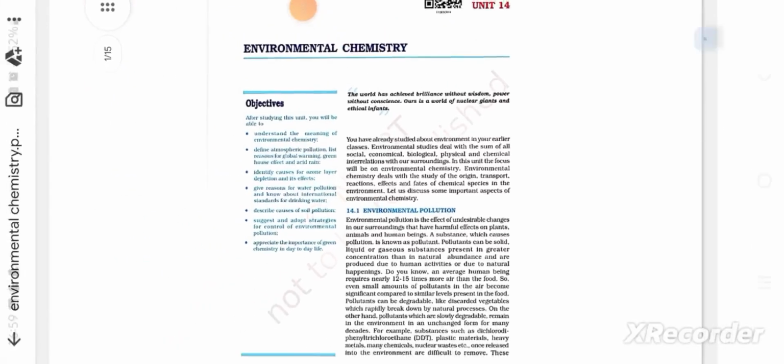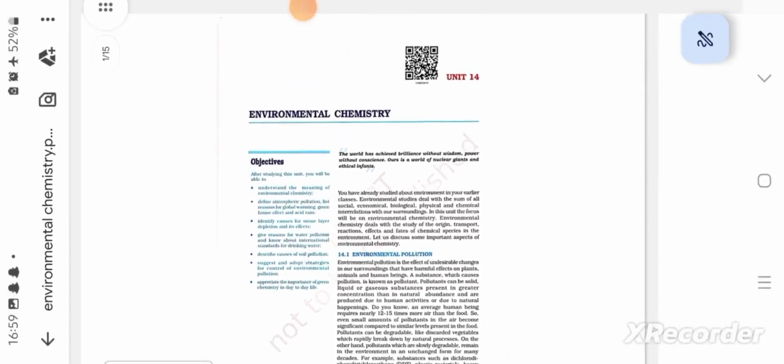Today, I, Naveen Garg from BSc Chemistry Honors Final Year, am going to read a chapter for visually impaired students from the NCERT book, Class 11th, Chapter 14, Environmental Chemistry.